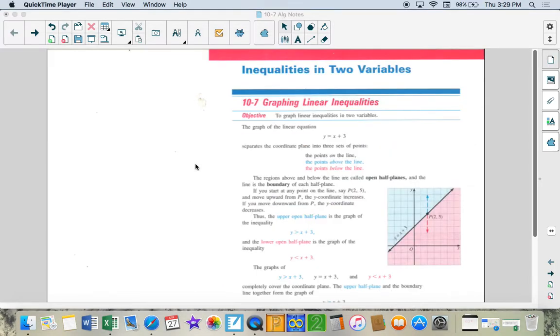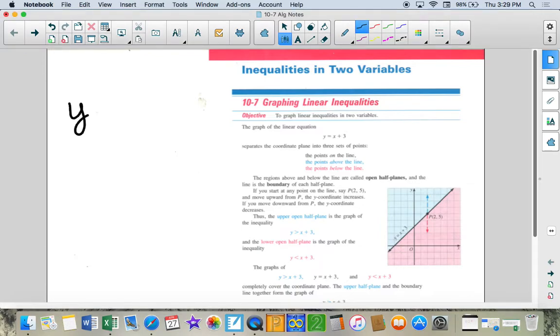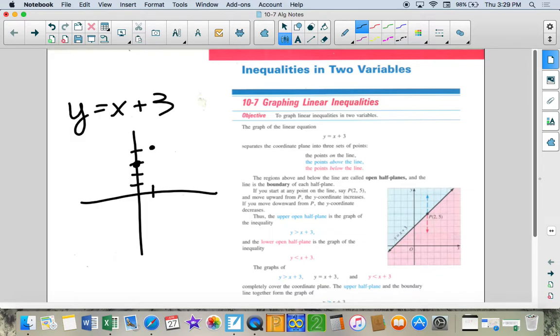All right, welcome to section 10.7, graphing linear inequalities. So linear equations, if we remember, a situation like y equals x plus 3, we would take that equation and we would use the y-intercept, 1, 2, 3, make a dot, and then we would use the slope. The slope is 1, so that's 1 over 1. We rise 1, run 1, rise 1, run 1.